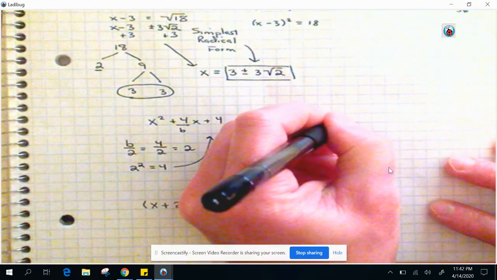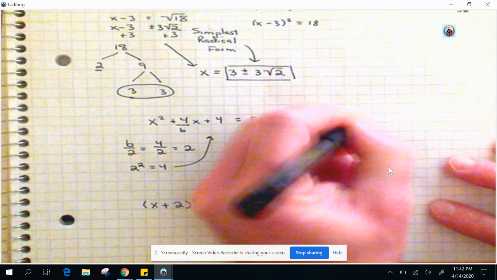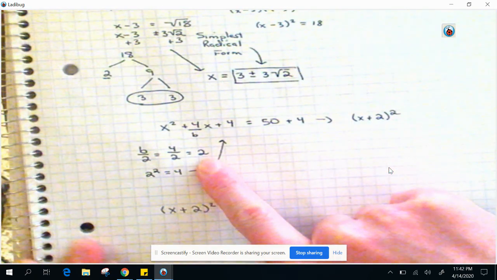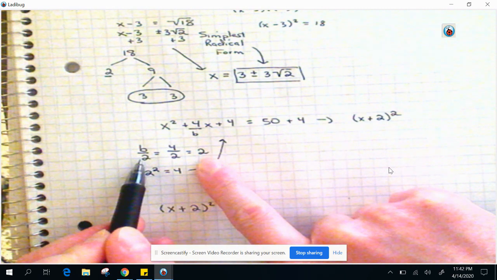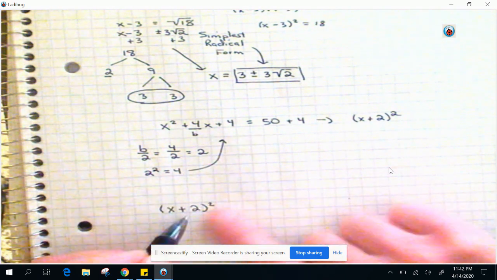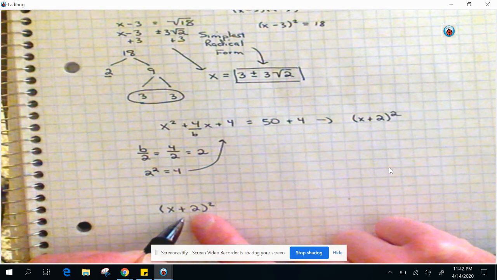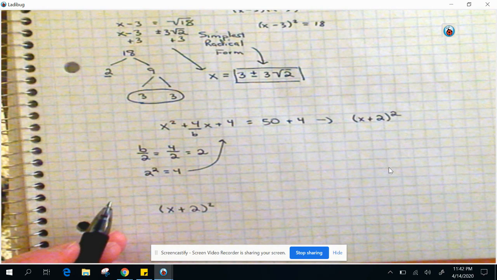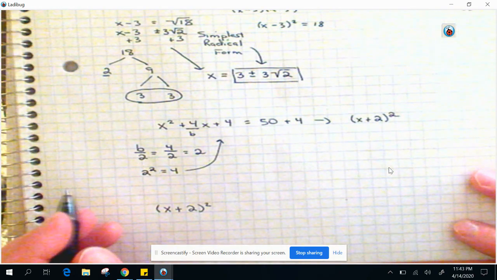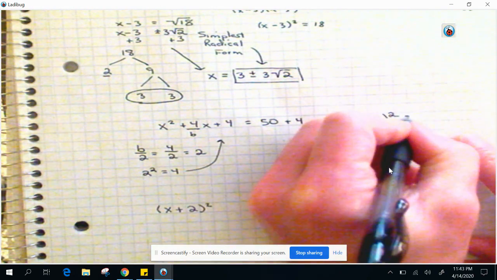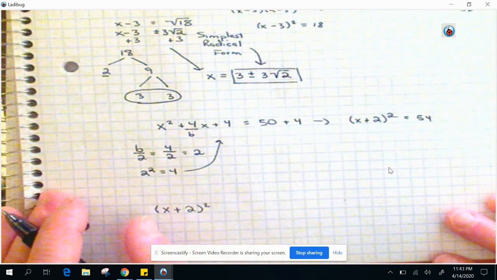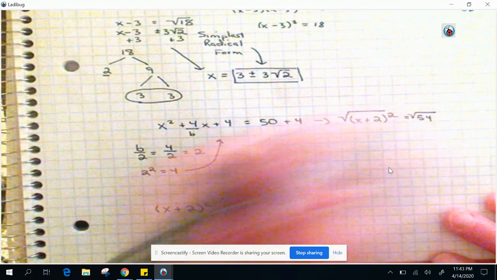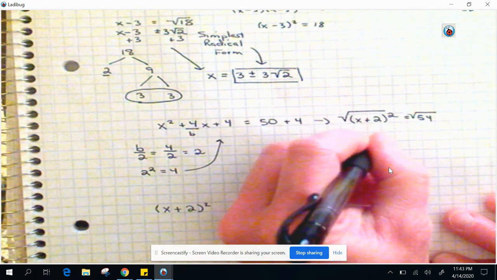So we know that this is going to be x plus 2 squared. Remember, because we know that whatever b divided by 2 is, which is 2 here, that is the value that we add to or subtract from x. Okay, that's just a rule with completing the square that we are able to memorize. All right, and then the right side of the equation is 54. All right, well, we did this in 7.2, so take the square root of both sides. That leaves us with x plus 2.